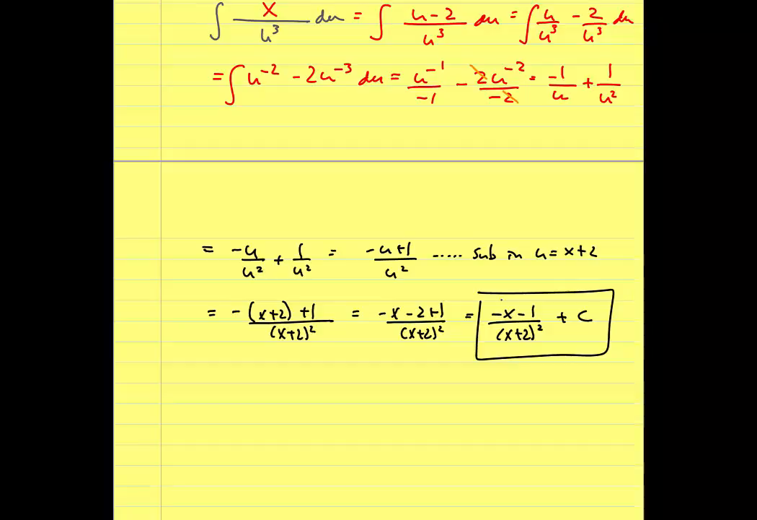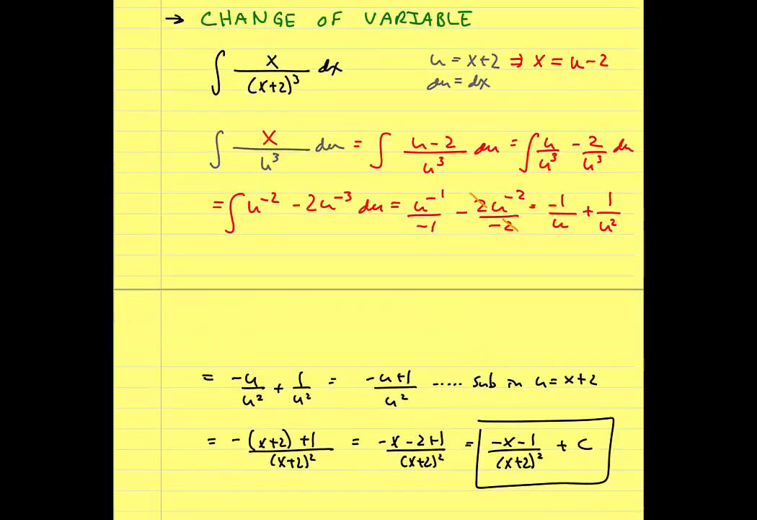Now if we wanted to, we could check this by taking a derivative. You can see our derivative is going to be a quotient rule. And then once we get done, and we might have to simplify it a lot, it would eventually get back to this point right here, x over x plus 2 quantity cubed.